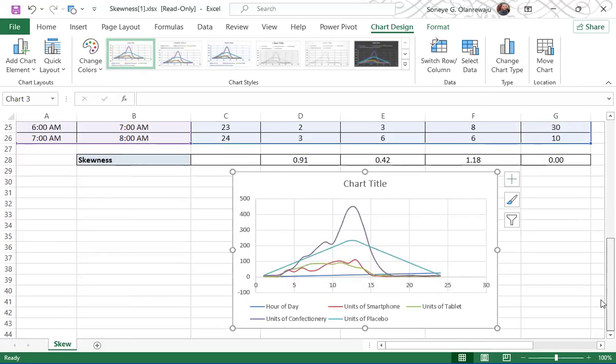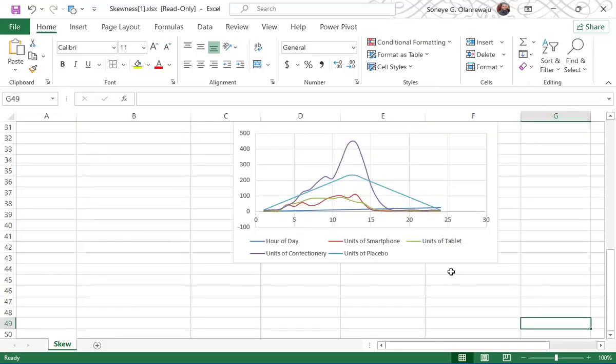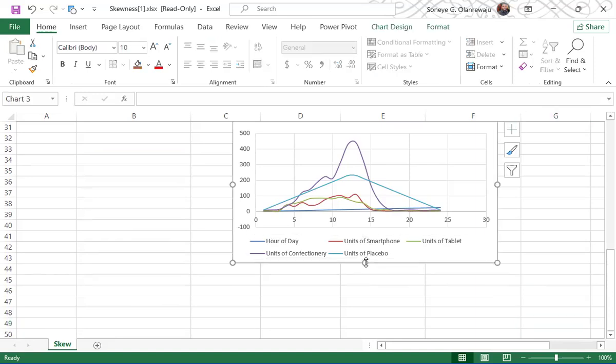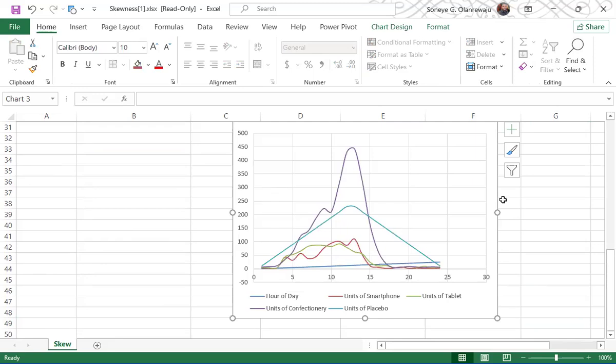Label. Put the legend to the right. I used to do legend. Put the legend to the right.